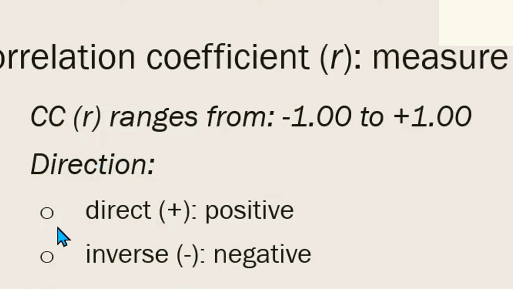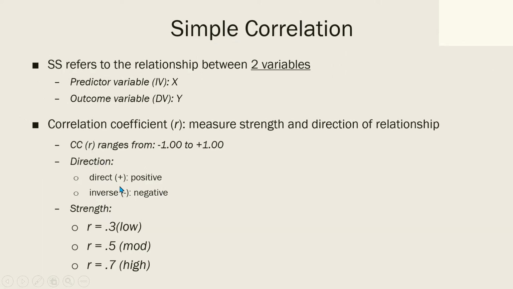So if we look at the plus sign here, that indicates a positive relationship where both variables, the predictor variable and the outcome variable, are going in the same direction. And then the negative sign, that refers to a negative relationship, a negative direction, where one of the variables goes in one direction while the other variable goes in the other direction.